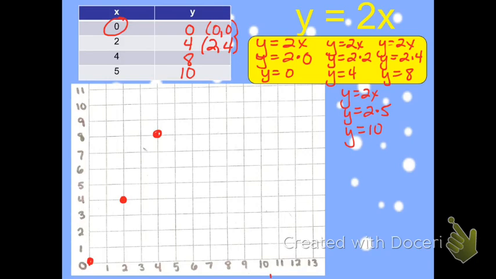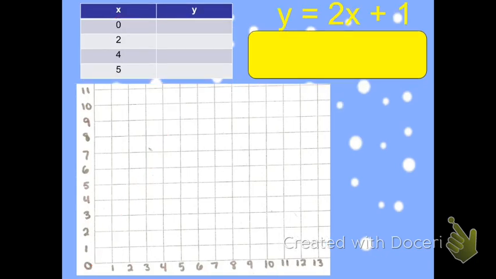Okay, the next one is 5 what? 10. 5, 10. So over 5, up 10. Now, remember I said that we were going to be making a line? So if you do this and any of your numbers don't fall in a line, guess what? You made a mistake. So that's a good way to check this, because all of these are going to fall in a line. And our line looks like this. So we know that we did it correctly.